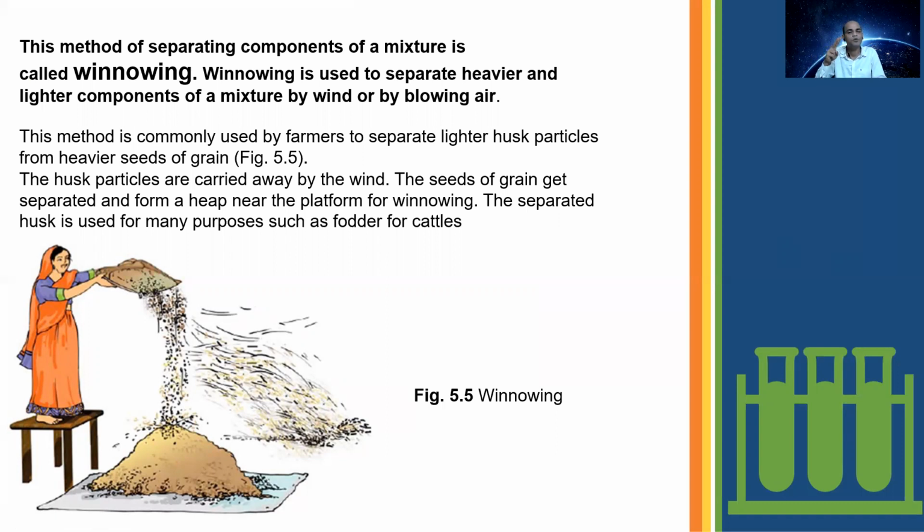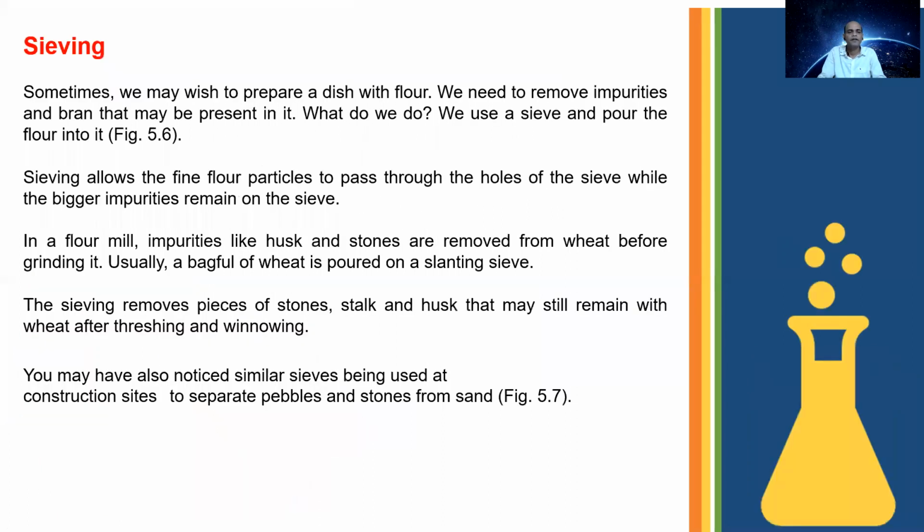What happens here? Two types of things get mixed. One is heavy particles and one is less heavy, meaning light particles. If a light particle and a heavy particle get mixed, then at that point we use this winnowing method. Winnowing method means the husk is carried away by air and the solid part of rice is collected near the man. Okay, very good.